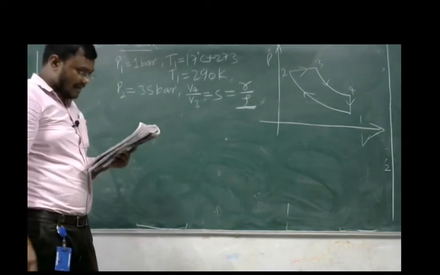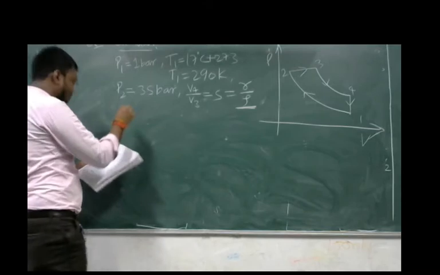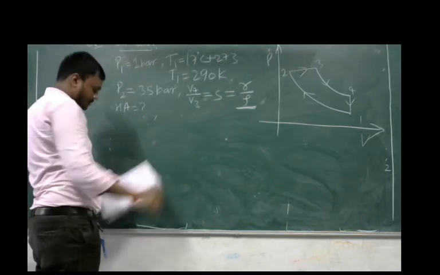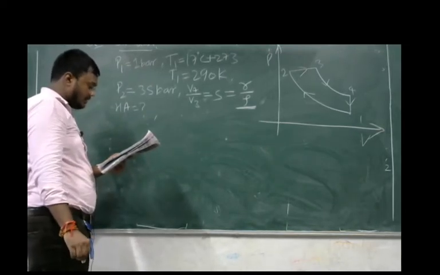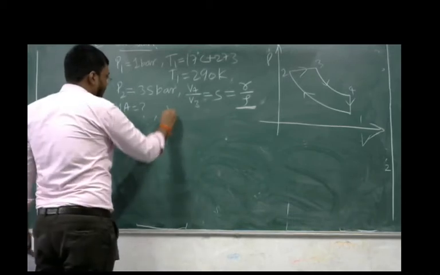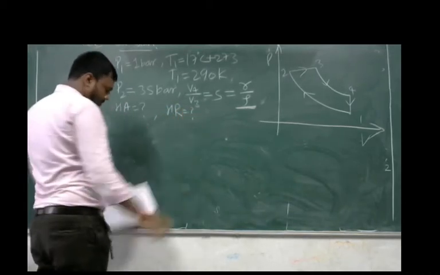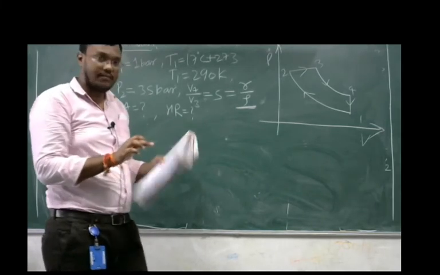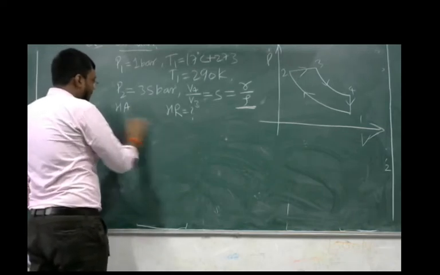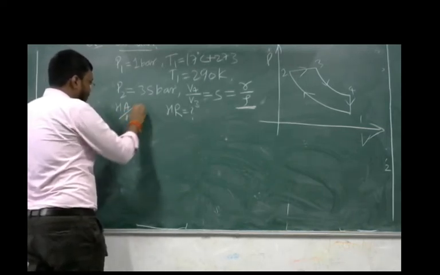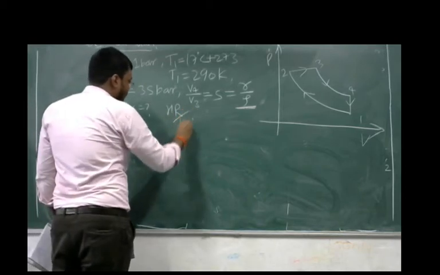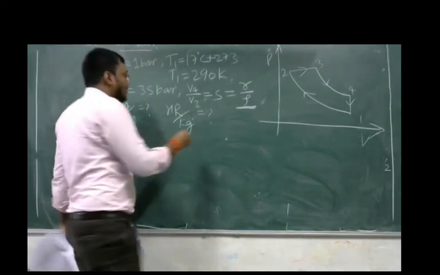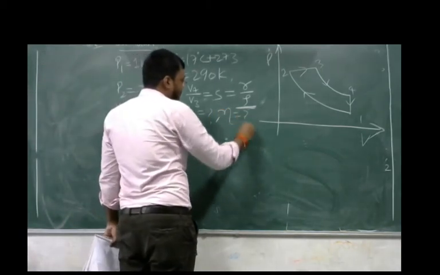Calculate heat addition. First question is we have to calculate heat addition and heat rejection. Heat addition per kg of fuel. Take care of this point, per kg of fuel. So we have to calculate heat addition per kg and heat rejection per kg, and also the efficiency of the cycle. We have to also calculate eta.